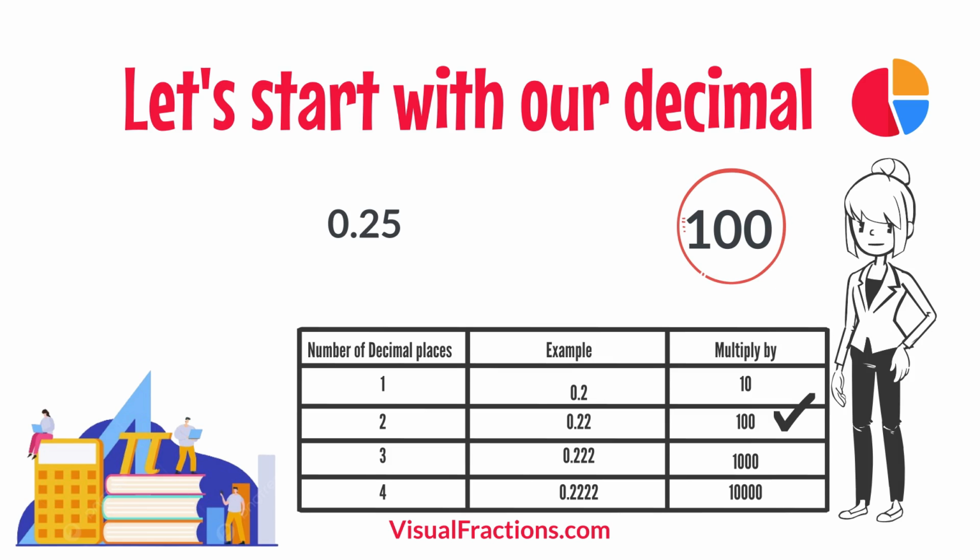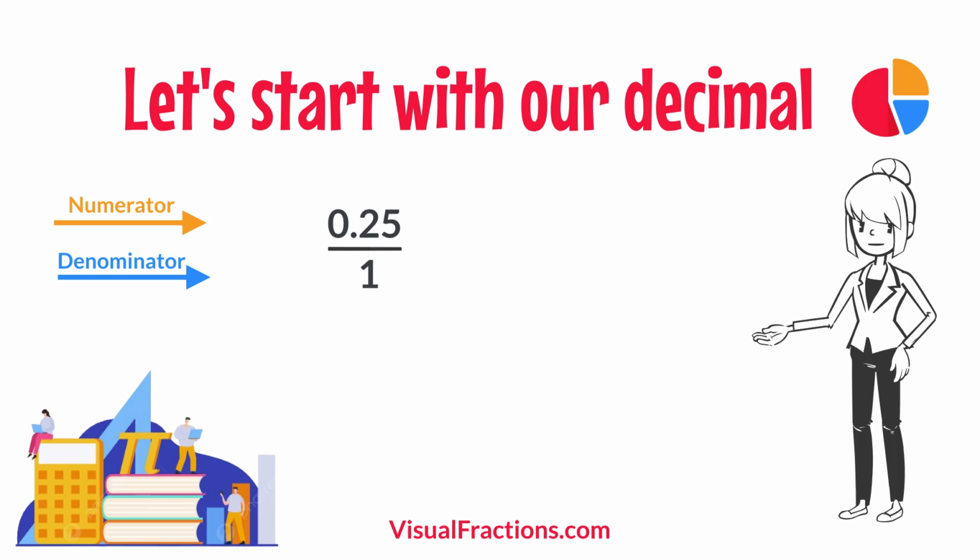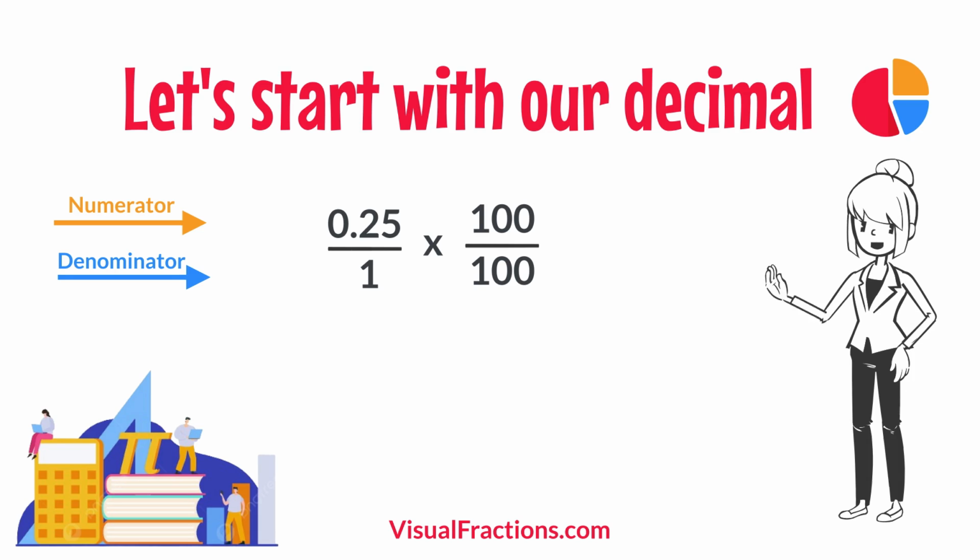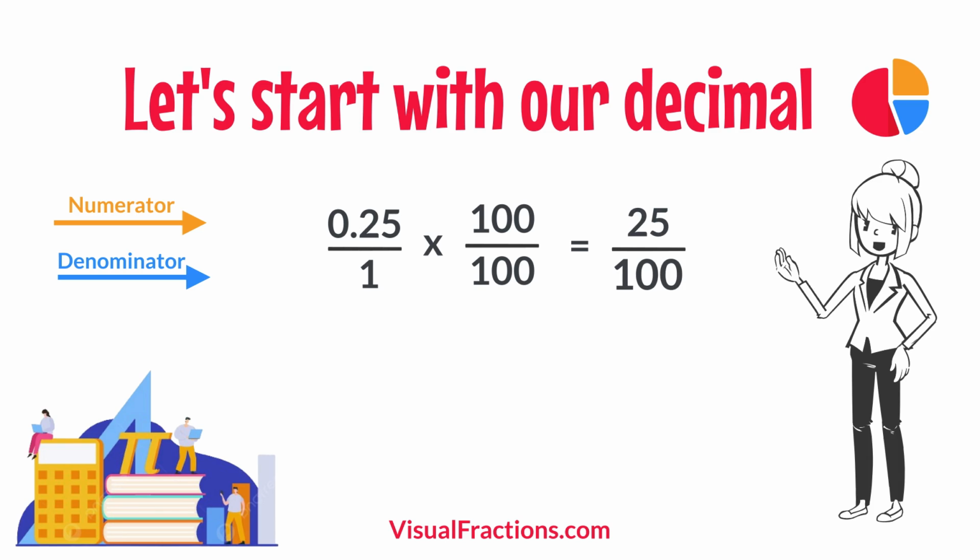To convert this decimal into a fraction, you initially put it over 1, essentially treating the decimal as the numerator in a fraction where the denominator is 1. This sets up the conversion process where we multiply both the numerator, the decimal, and the denominator, 1, by 100 because there are two decimal places. So, 0.25 times 100 gives us 25, and 1 times 100 gives us 100. This translates 0.25 to the fraction 25 over 100.